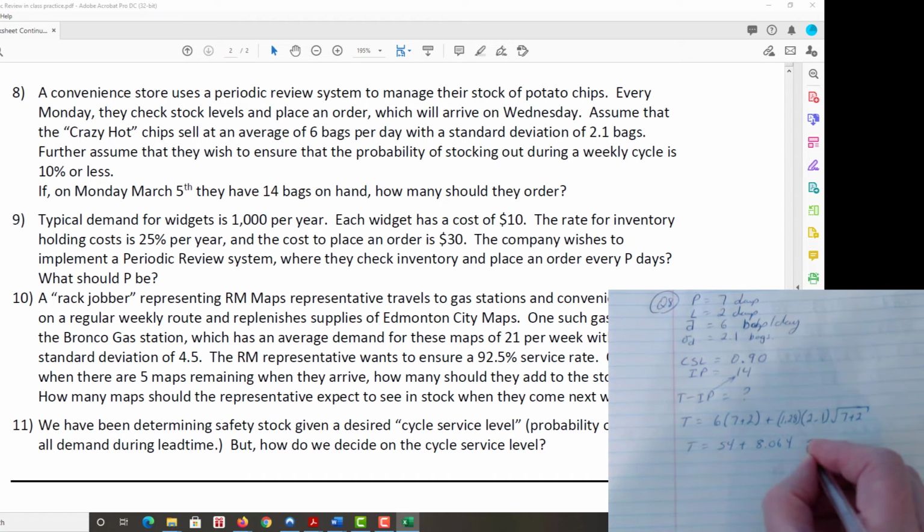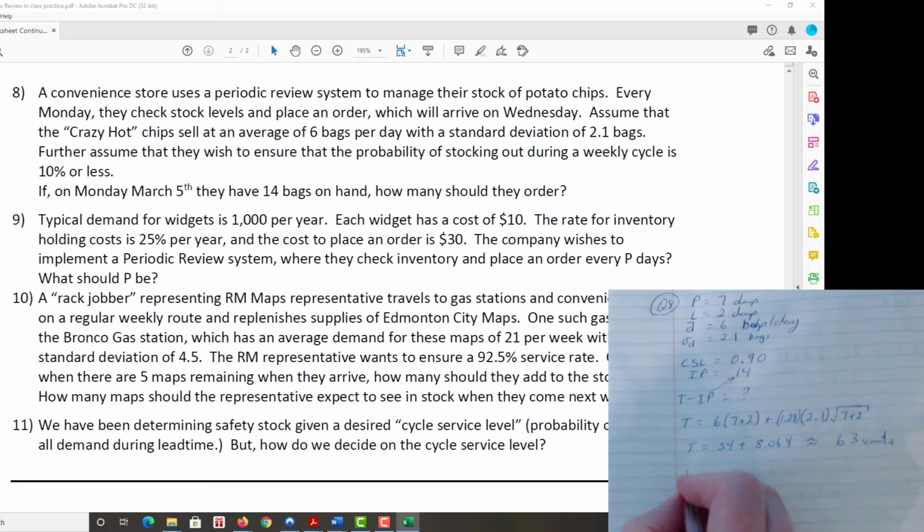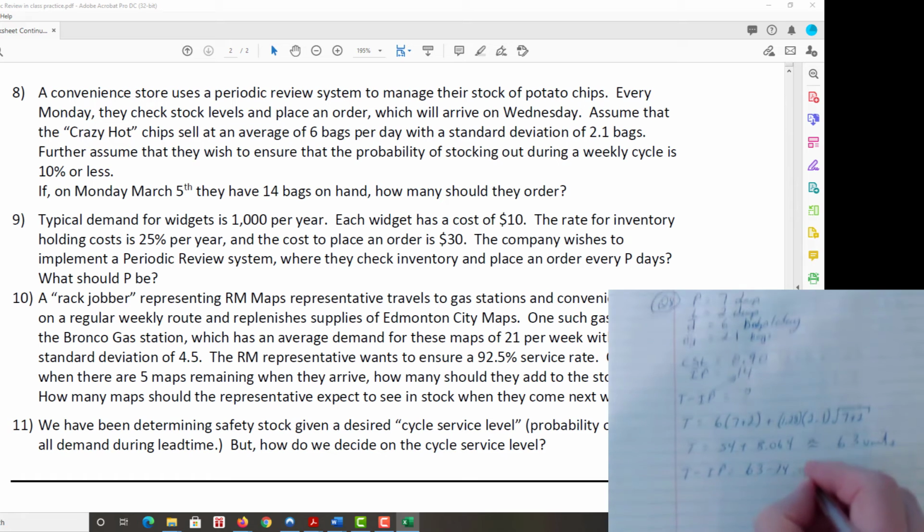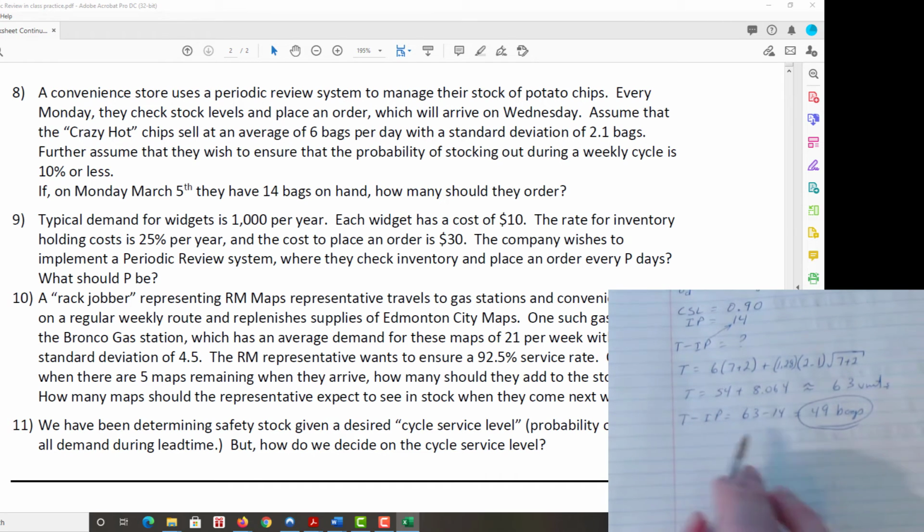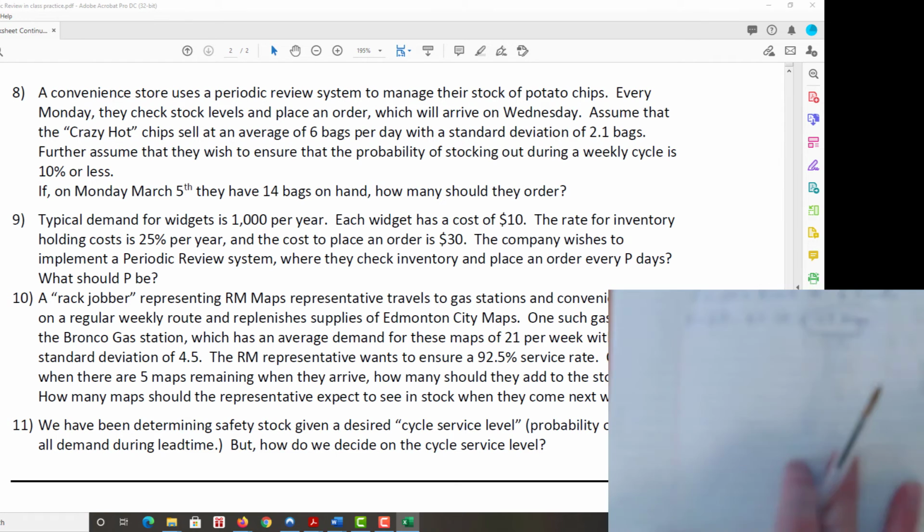We know we have to round up all the time, so it becomes roughly 63 units. Okay, remember, we're always rounding up, otherwise we'll be taking that cycle service level below 90%, and we want it 90% or higher. The 90% is the minimum. Now, that's not our order size. To get our order size, T minus IP equals 63 minus 14 equals 49 bags. That's how much our order size is. Okay, I commented earlier, it's really easy to miss that last step. Really easy.